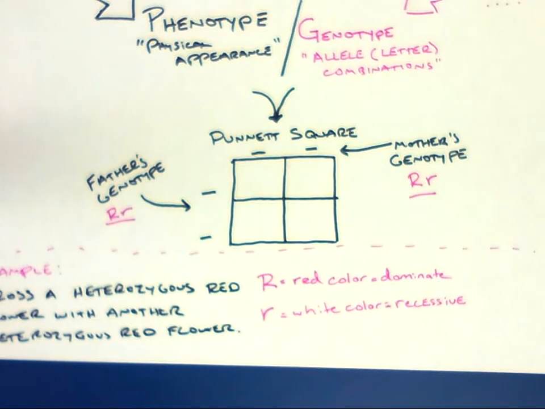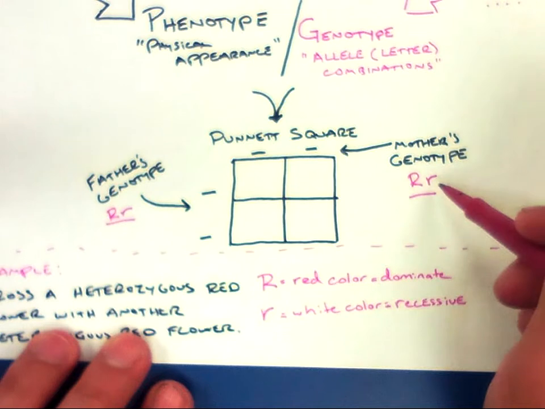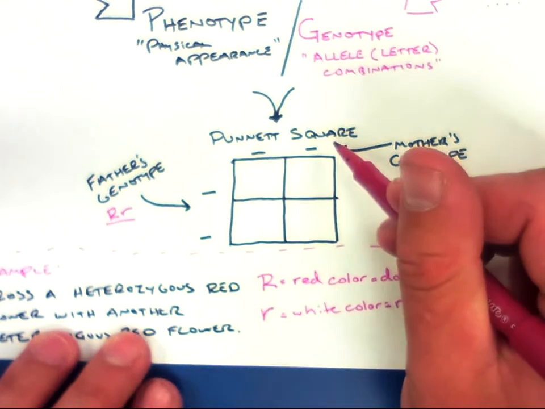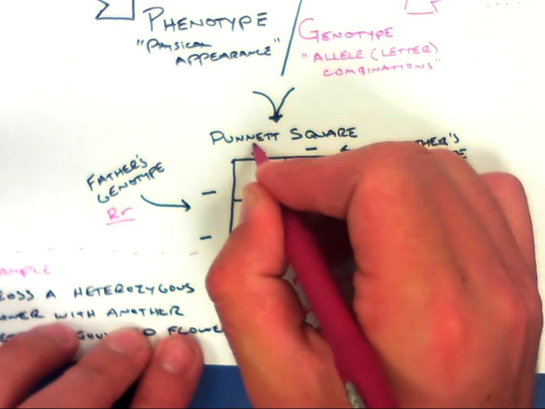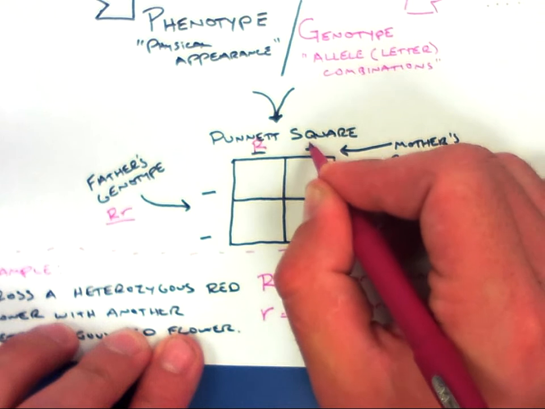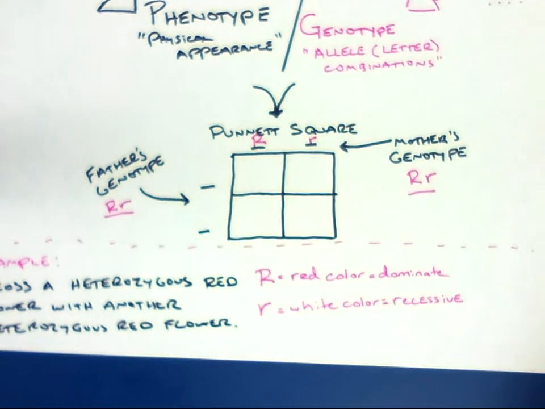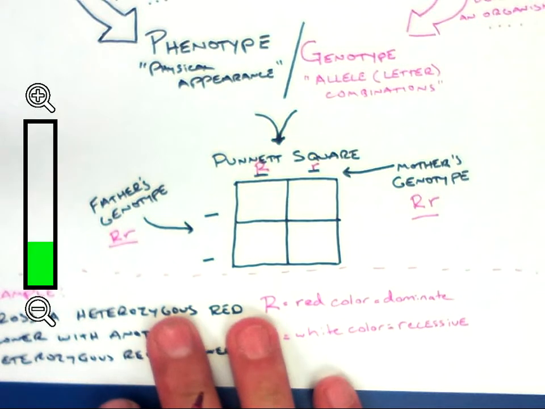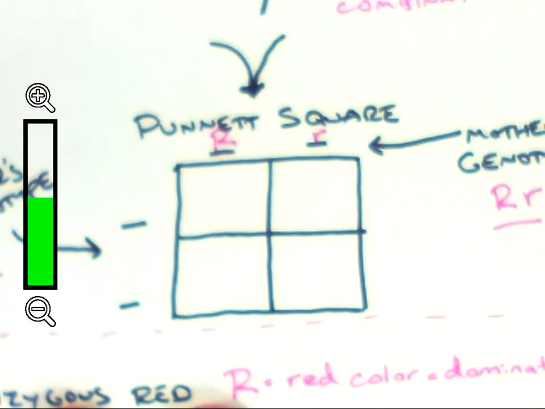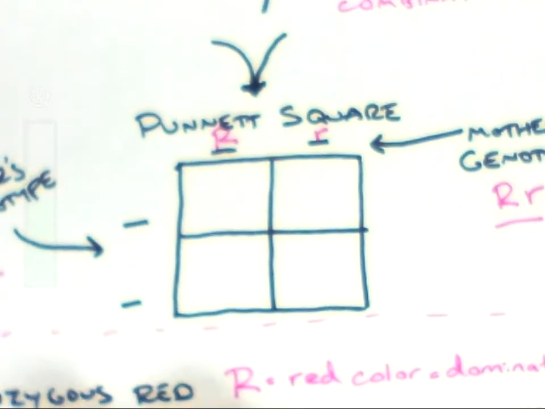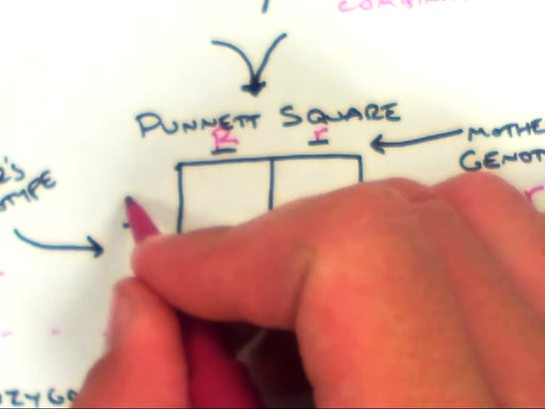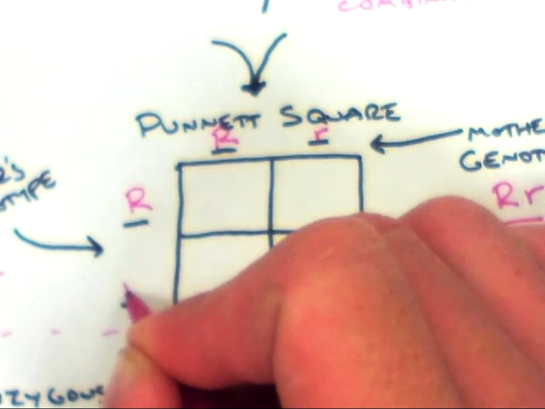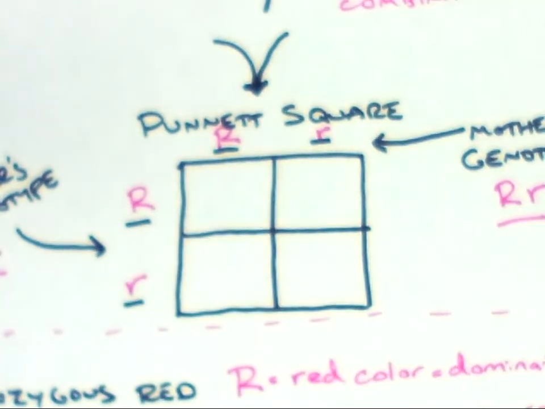Now, you're going to take those and write those on those lines. So I have two letters. I have two lines. So write the capital letter first. So capital R, lowercase r for the mother. And then on the side, capital R, lowercase r for the father. This is what we just figured out their genotypes were.